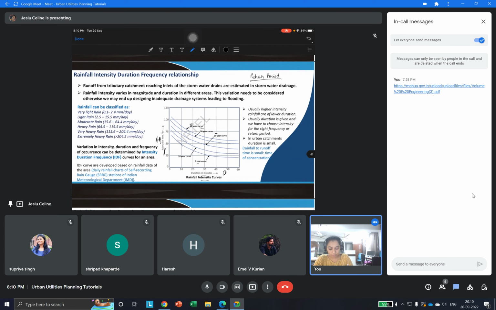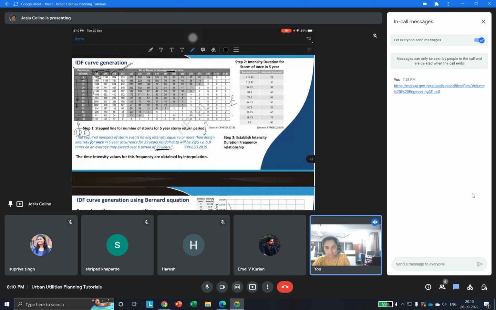For instance, if you're taking a 5 year period, that means you're doing all the calculations considering a 5 year period, then we need to follow this particular curve. If you're following a 10 year period, then you follow a different curve. Now, why is this happening? Again, it links back to the previous one. I'm just going back to this slide. So here we have taken it for a 5 year period.